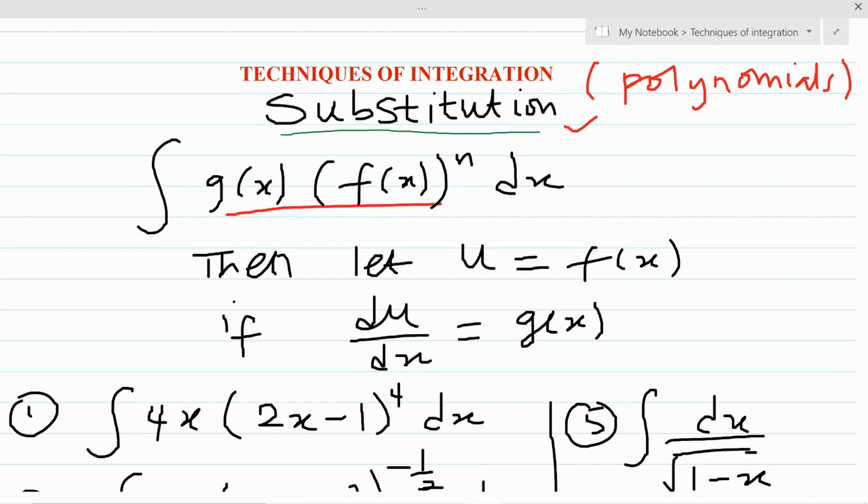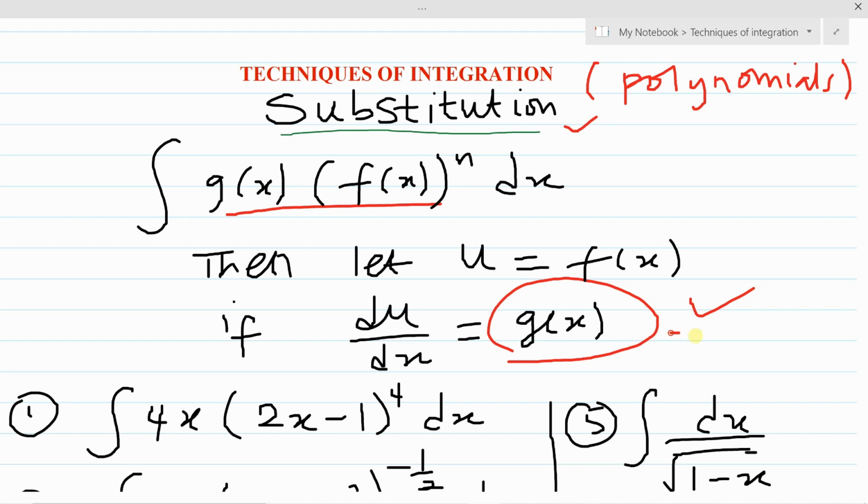Then you let u be equal to the one with the highest power that you think will cause confusion in the integration. Then you find du dx, if only the du dx can be a function of g of x, so that you come and cancel it. If only this is possible, then you use what we call the substitution method. So check these conditions always, so that once you change the variables to u, everything will be in u.